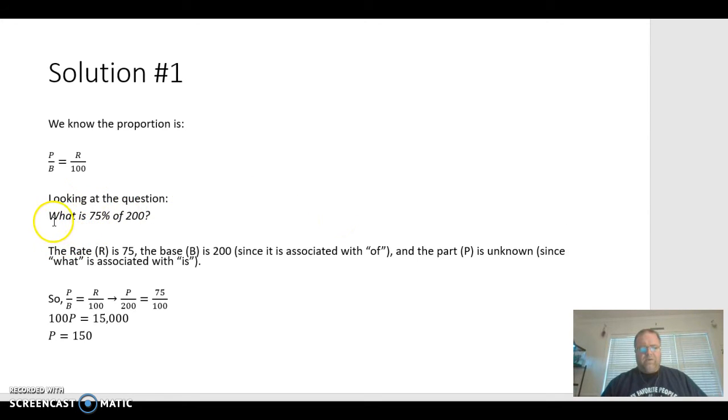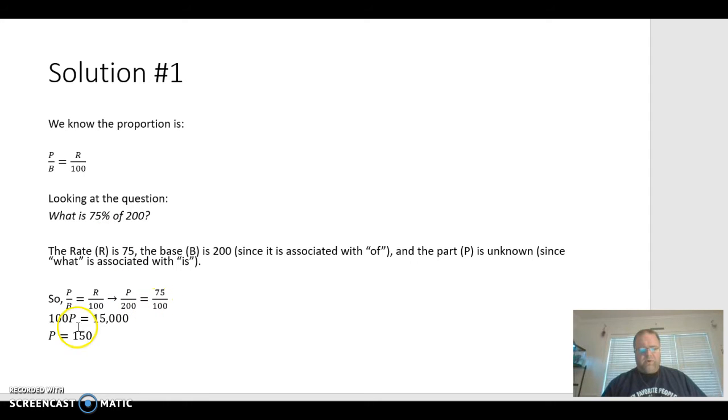So we have the question, what is 75% of 200? Well, the 75 has the percent sign, so that's pretty easy. So we replace the R with 75, as we did down here. The word of, it says of 200, so we said that 200, since it's associated with of, goes on the bottom of the first ratio where the B is. So I'm going to replace B with 200. And then that only leaves the P left, and it says what is. So that what, which is the unknown, is what we're trying to solve for. So I'm just going to leave the P there. And that's what we're going to solve for.